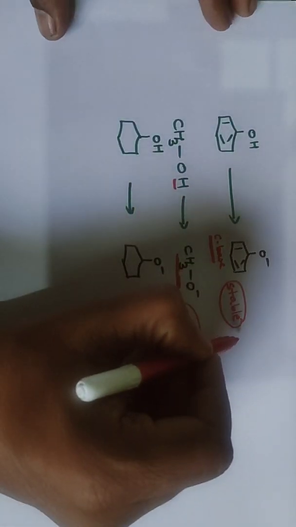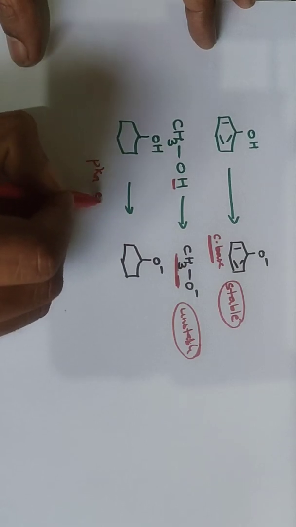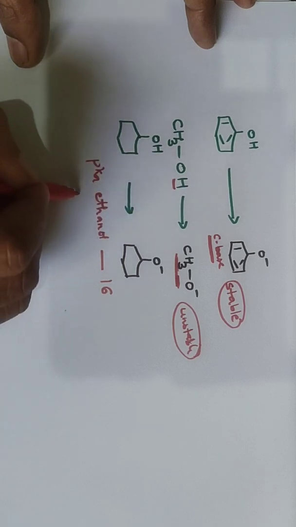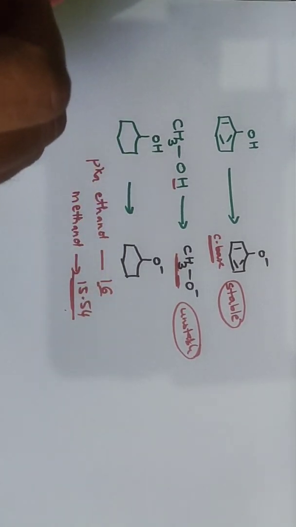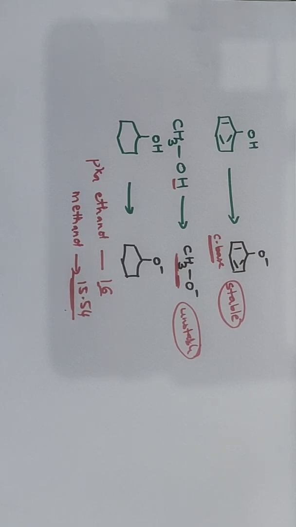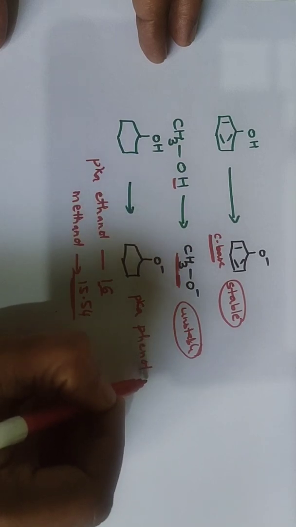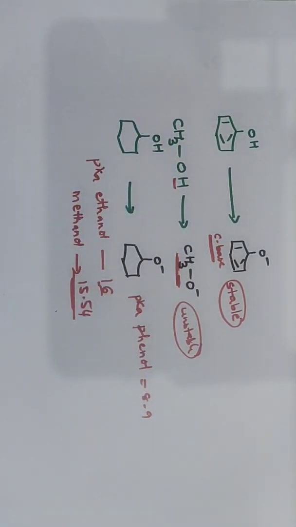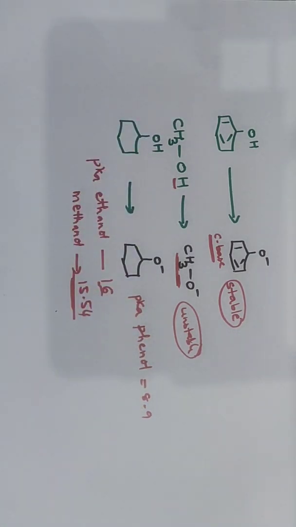So this is reflected in their pKa values. If you take an example of ethanol, the pKa of ethanol is 16, and the pKa of methanol is 15.54. Those are very high values. Smaller the value of pKa, stronger will be the acid. Whereas the pKa value of phenol is around 8.9. Look at this value clearly: smaller the value of pKa, stronger will be the acid. So phenol is more acidic as compared to methanol and ethanol. This is about the acidic nature of phenols. Phenols are generally acidic in nature. They are stronger acids than alcohols, but weaker acids than the corresponding carboxylic acids.